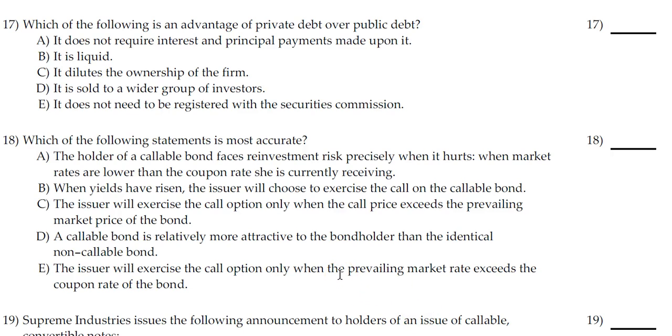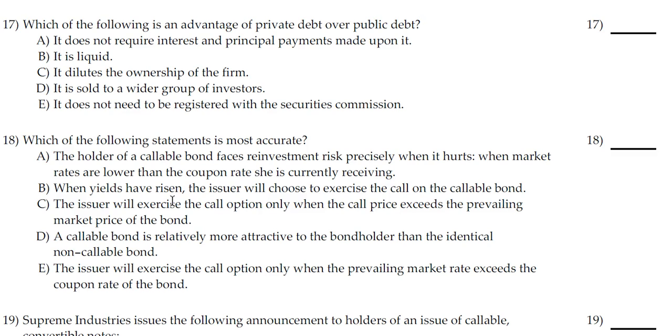So, question 17. Which of the following is an advantage of private debt over public debt? And the options are: it does not require interest or principal payments made upon it. That's not true. Both debts can have interest payments. It is liquid. Again, not true. Private debt is illiquid. Public debt is liquid. That means whoever extends the loan can easily get rid of it, like sell a bond.